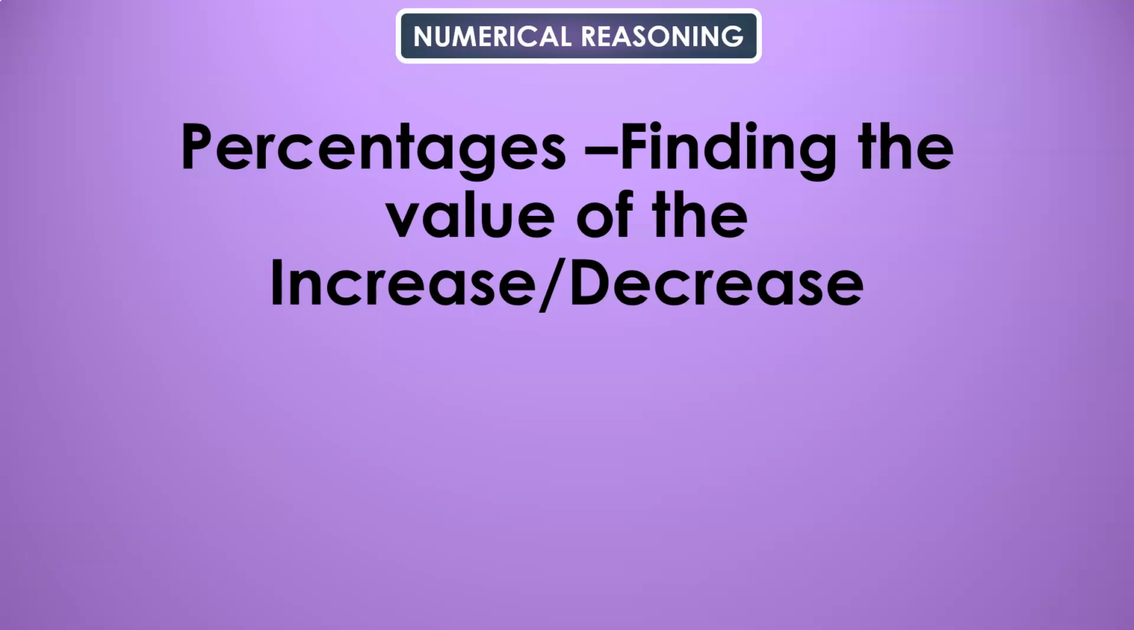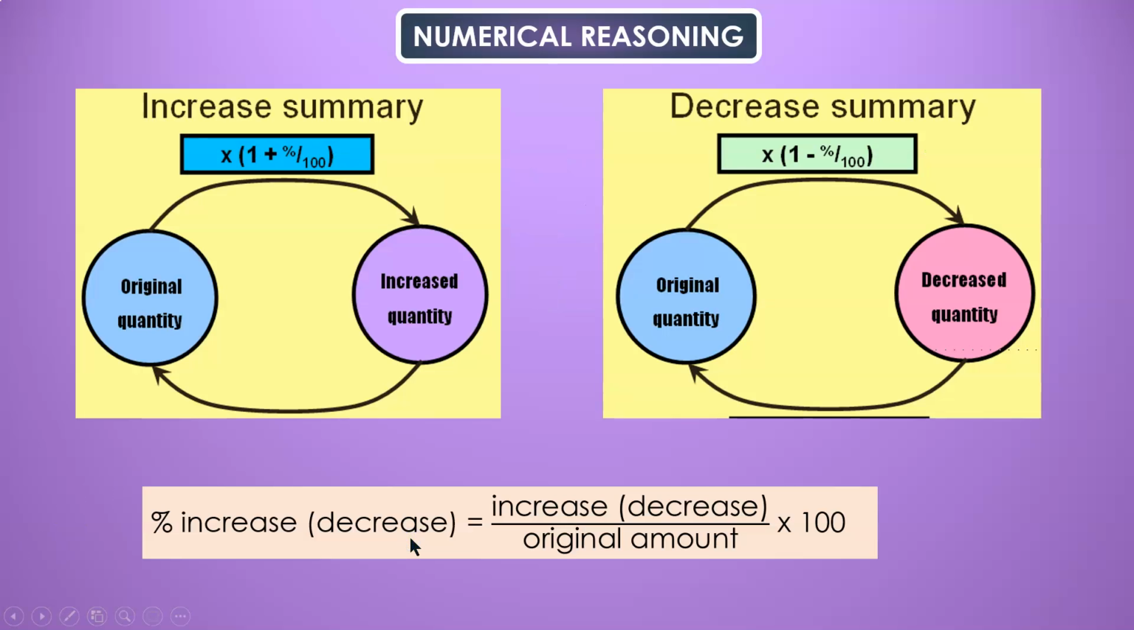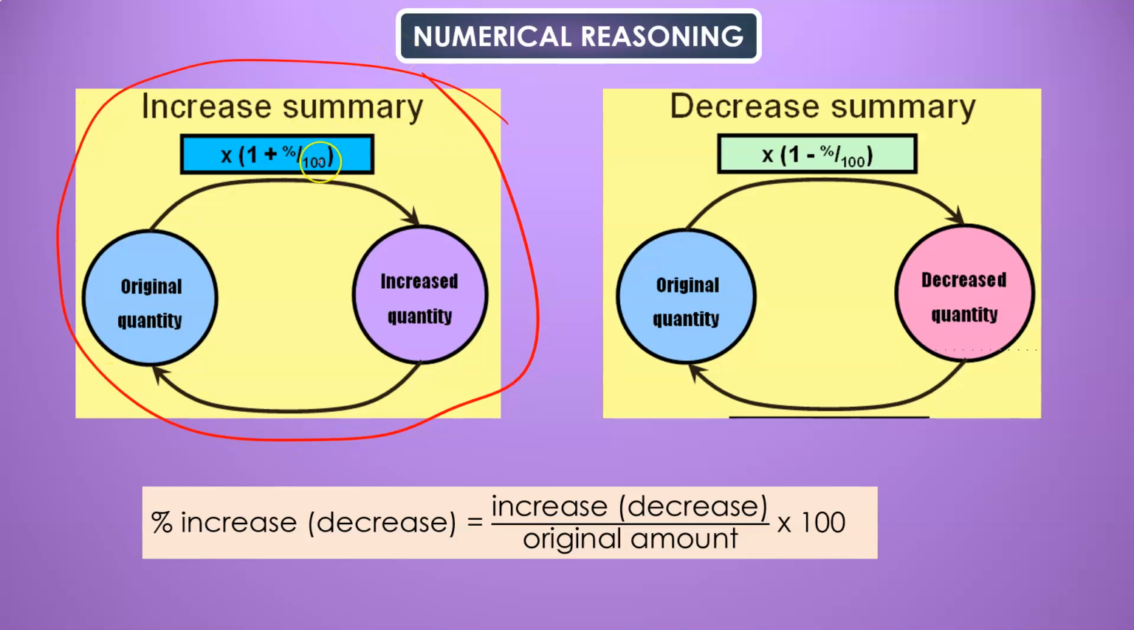Okay, today's lesson is looking at percentages, finding the value of an increase or a decrease. In previous lessons, we've been looking at an increase, where we go from an original amount to an increased amount, and the increased amount is more than the original amount. The key thing was to find this multiplier. So we take the percentage, divide it by 100, and add it to 1.